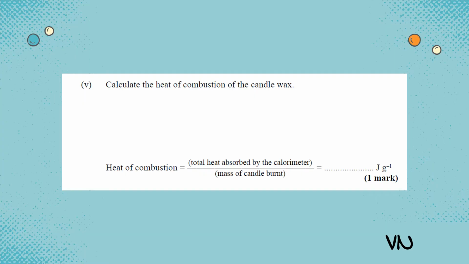Part 5 of the question now asks us to calculate the heat of combustion of the candle wax. Again, we are given the formula, so we just substitute our previous answers into the formula. Total heat will equal 11,421.9 joules divided by the mass of the candle burnt, which we calculated in the table to be 1.5 grams. Working that out, you should have an answer of 7,614.6 joules per gram.